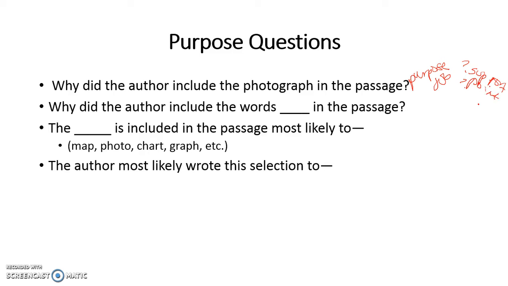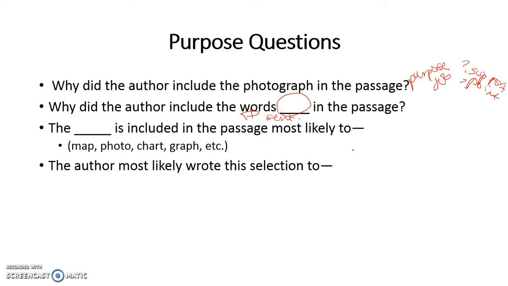Okay? If they took it out, what would you not know from that? Why did the author include the words, whatever words, or the paragraph? It could be a paragraph, or it could be the sentence. Any of those could be included in the passage. And they will put words here. They will say the words black dog.